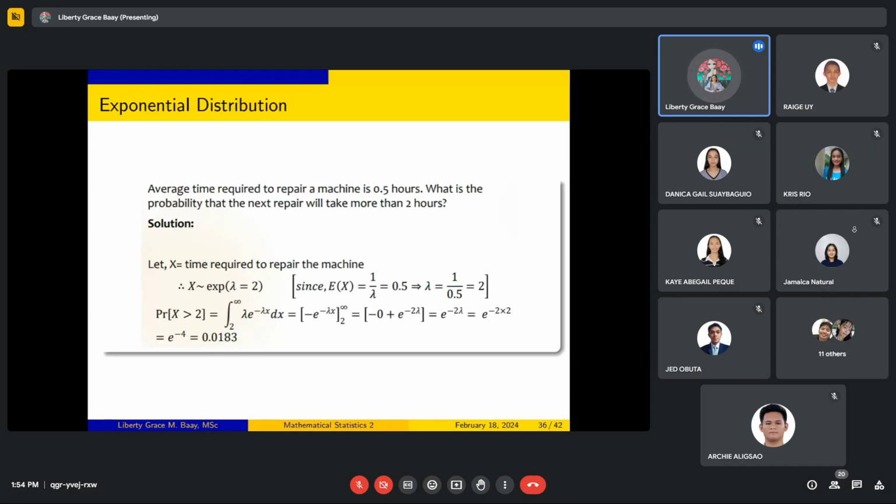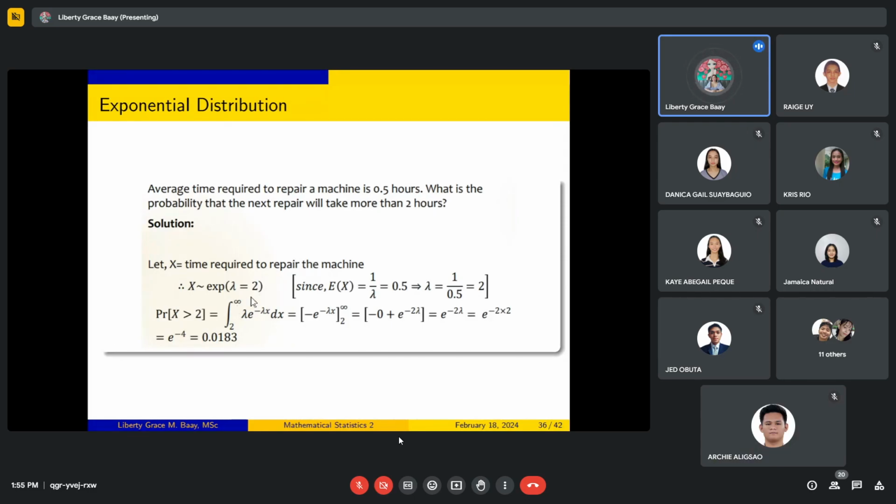Okay, so we have here an example. The average time required to repair a machine is 0.5 hours. What is the probability that the next repair will take more than 2 hours? Let x be the time required to repair. So x is exponentially distributed, and we are asked to find the probability that the repair will take more than 2 hours.